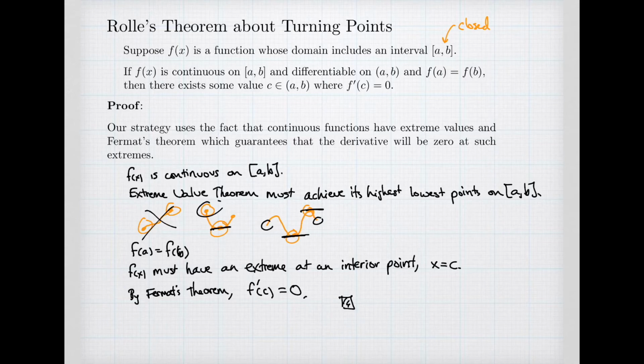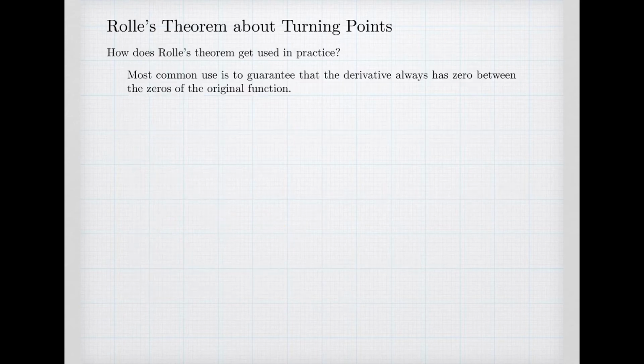All right, so Rolle's theorem is this idea that anytime a function starts and ends at the same point on an interval, then somewhere in between it has to have a 0 slope. Well, how do we use Rolle's theorem in practice? Honestly, the biggest use is to prove the mean value theorem. But separate from that, Rolle's theorem is sometimes used to guarantee that a derivative has a 0 between the zeros of the original function.